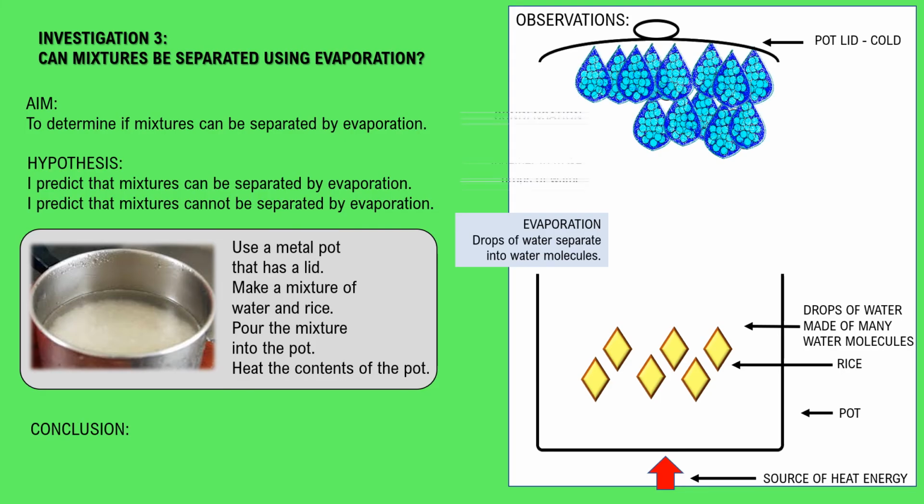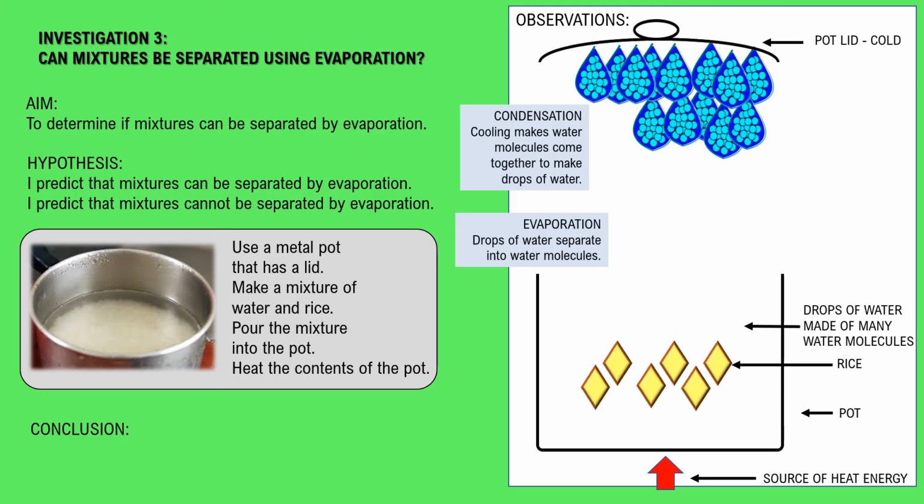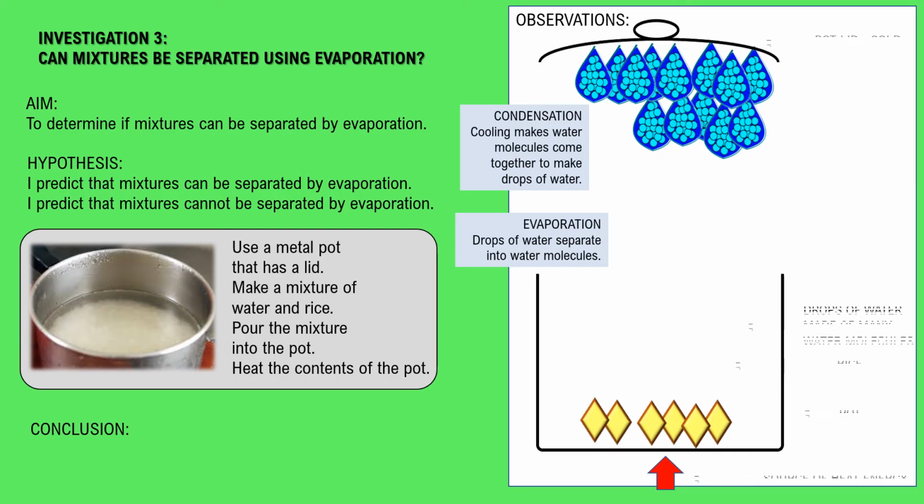The molecules of water vapor come into contact with the lid of the pot. The lid of the pot is cooler. The coolness of the pot lid causes the water vapor to condense. Condensation means that the water molecules come together again to form drops of water. The drops of water are a liquid.